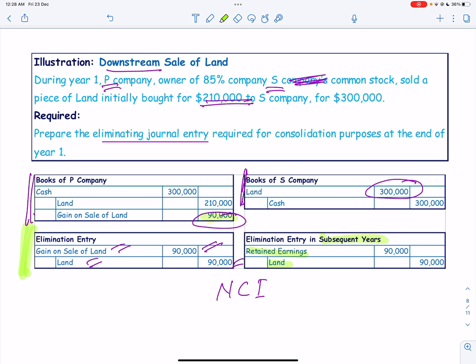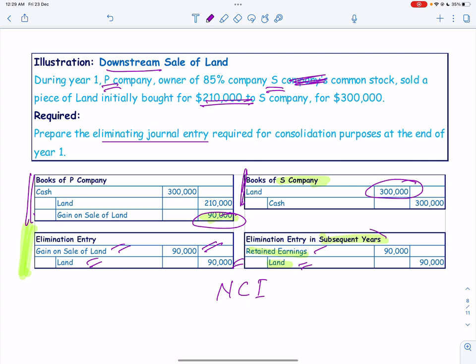Simply put, in year 1, land is not sold to an outside party, and in year 2, land is overstated in the subsidiary's books, and still there is a gain that's now reported in the retained earnings. So the eliminating journal entry in year 2 will be retained earnings debited and land credited by 90,000.